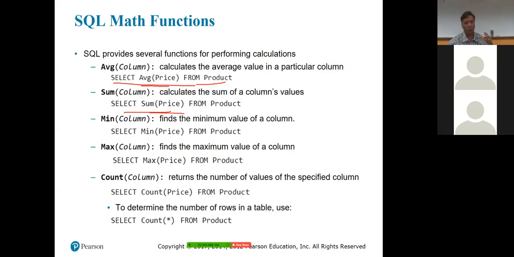This is going to compute the sum of all the prices. This is going to find the minimum price. It's going to find the maximum price. This is all Excel stuff. You've seen this with Excel. This is going to count them up, see how many there are. This is going to count up the number of values in a specified column. This is going to count up the number of rows in the table. This is usually the same, comes out the same.